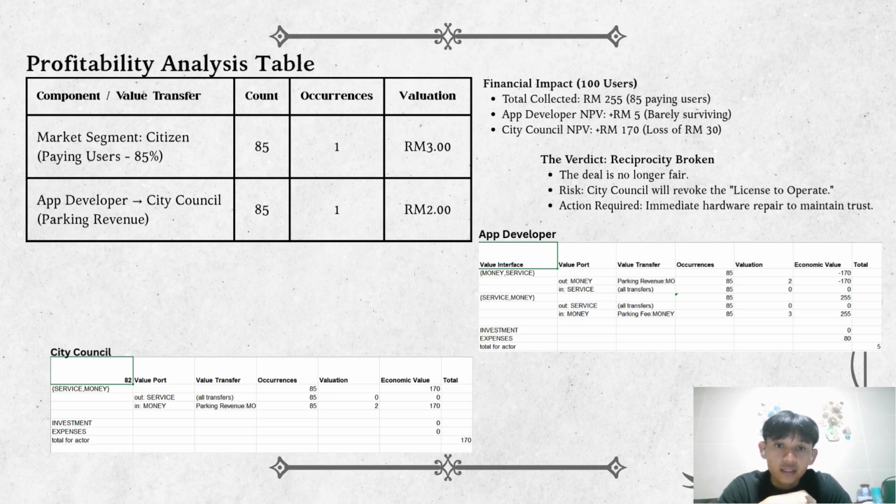Now the question is, how does this affect our relationship with the City Council? In our model, a good relationship means both sides feel that it is fair. In a normal case, the council expects to make RM200, but because the cameras are not working properly, they only make RM170 here, where they lost RM30 from the 15% rate. Because of this, the City Council will not give the app developer their license to operate. So we should fix the camera immediately to gain the trust and keep the service going.